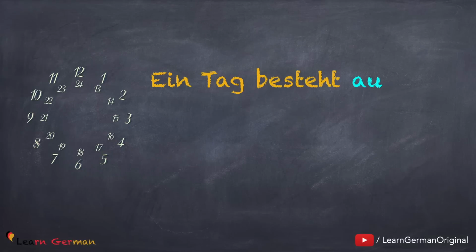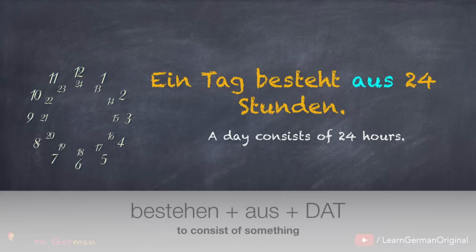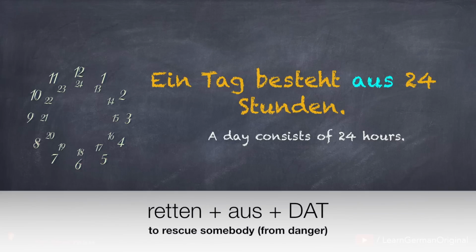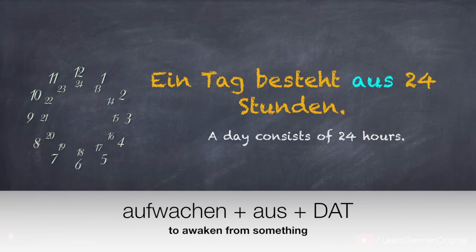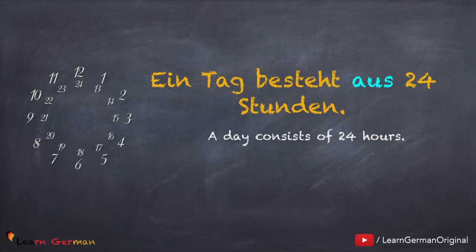Just like the preposition von, the preposition aus is also used with some fixed verbs. For example, bestehen aus. Ein Tag besteht aus 24 Stunden. Other verbs that take the preposition aus are retten aus, aufwachen aus, entstehen aus, etc.